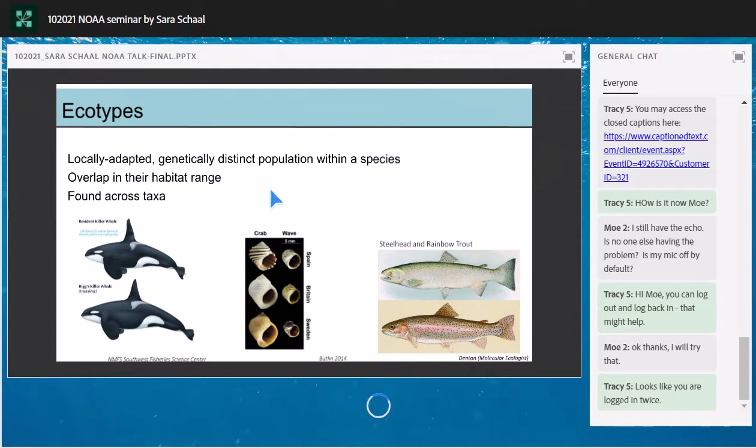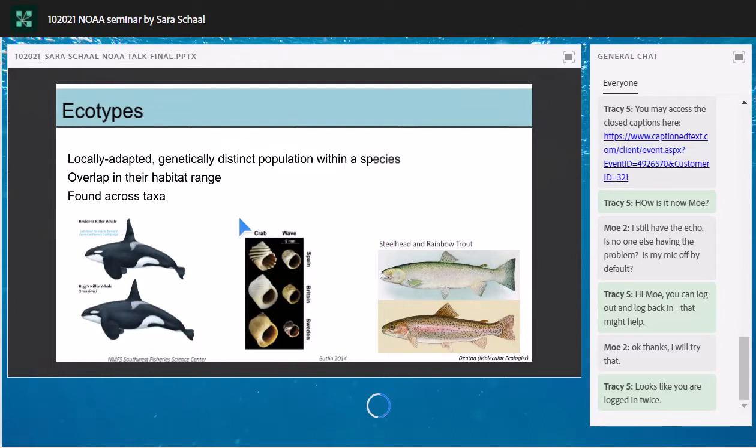And so within my research, I am focused on ecotype evolution. What I mean by ecotypes is they're locally adapted populations that are genetically distinct within a species. These populations typically overlap in their habitat ranges, and they're found across many different taxa.